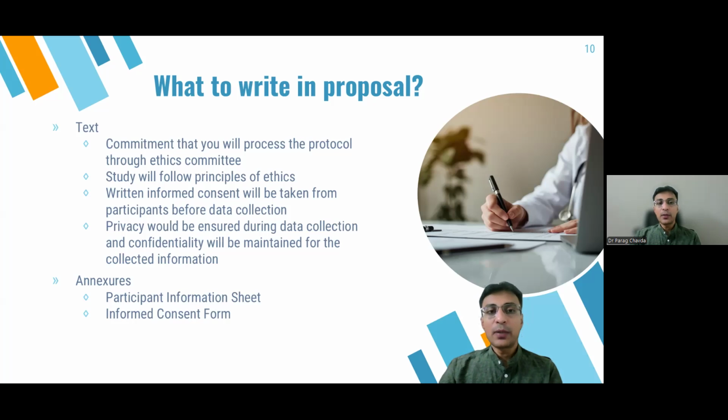And there are two words here, privacy and confidentiality. So privacy is something when you are collecting the data, you ensure privacy. So privacy has an element of a visual privacy and auditory privacy. So privacy would be ensured during data collection process.